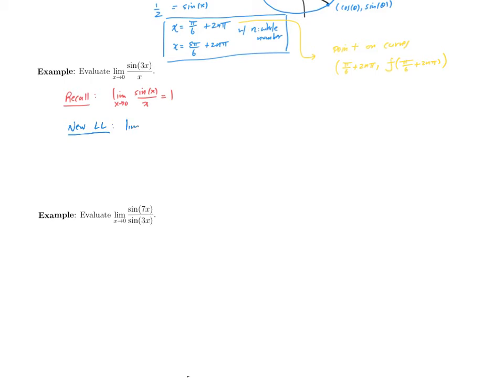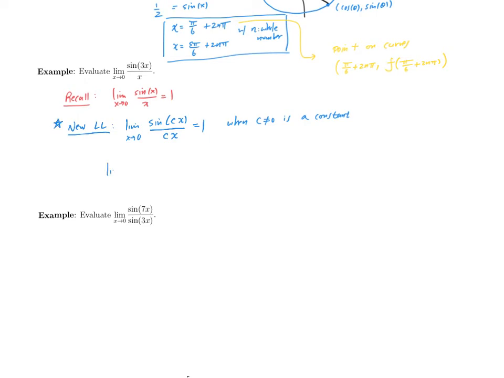And that is the limit as x approaches 0 of sine of cx over cx is equal to 1, as long as c is not 0, is a constant. So we are going to make use of this new limit law.